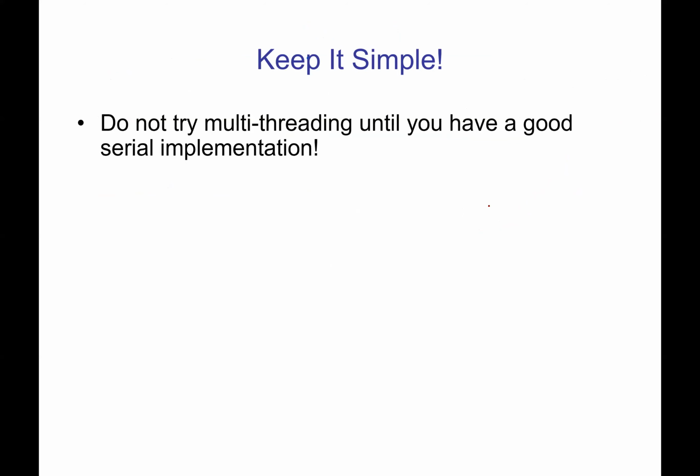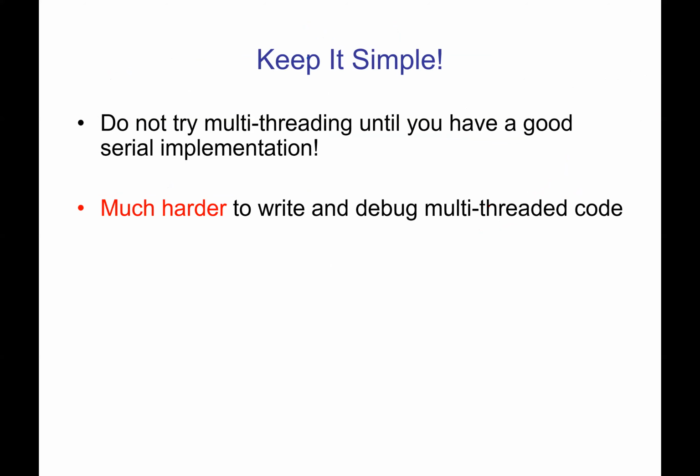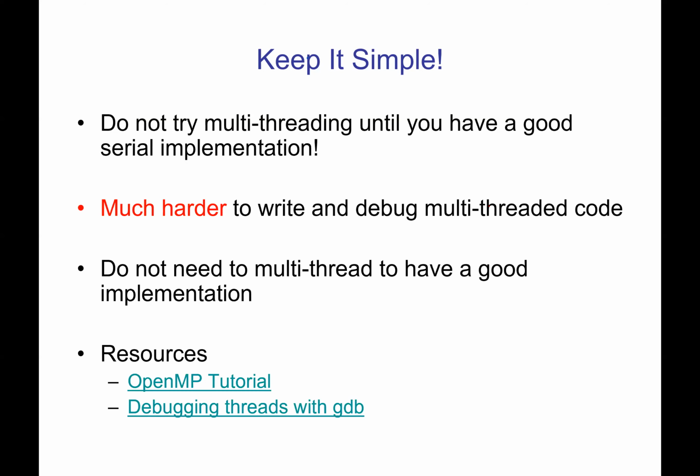As I said before a couple of times, you do not need to multi-thread to get a good milestone 4 implementation. This is really just a useful programming concept we want to expose you to. So get a good serial implementation before you try to multi-thread. It is much harder to write and debug multi-threaded code, so it is not the first thing you should do. And if you're busy and don't want to try it, that's totally fine. And if you want to go further, here are a couple of resources: an OpenMP tutorial and how to debug threads with GDB. It is harder to debug, so you have to kind of steel yourself for that.